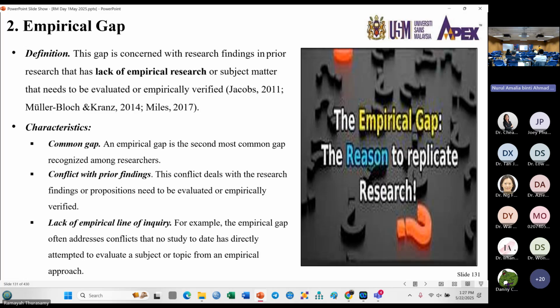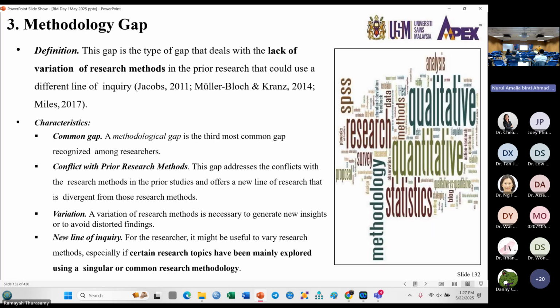Number three is the methodology gap. This is where we change the type of methodology. Everybody was doing quantitative, I want to do qualitative. They did it with quantitative, they get a different result, qualitative, a different result. Can we do mixed method? We are now changing the method.